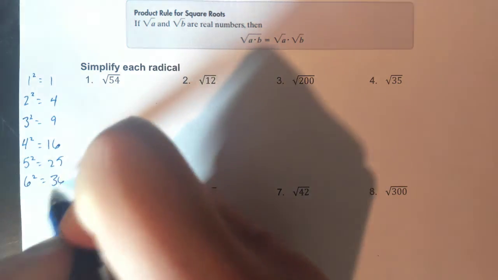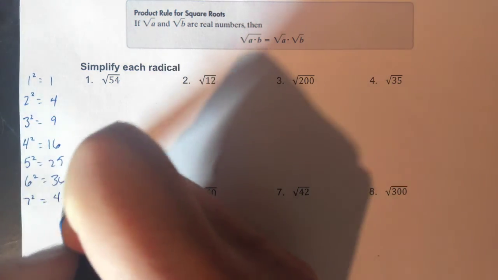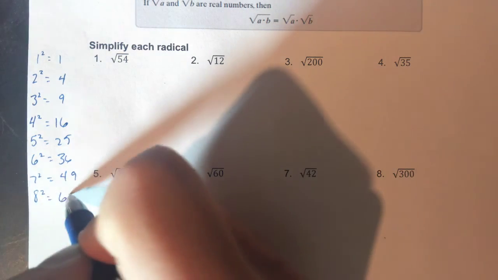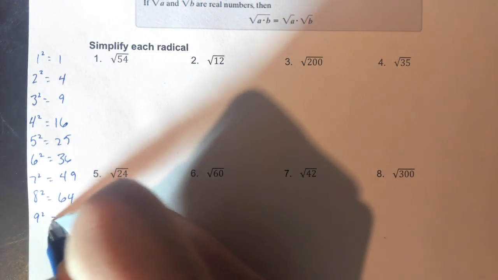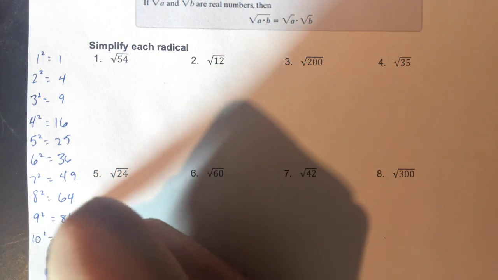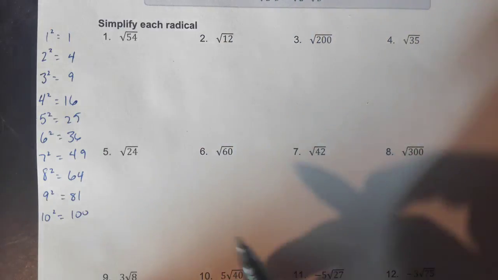Then it'd be 25, then 36, then 49, 64, 81, 100. It's probably best to know up to 15, honestly. 121 would be next, 144, 169, 14 squared is 196, and then 15 squared is 225.